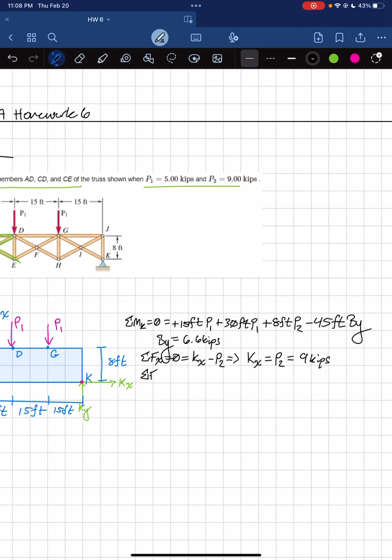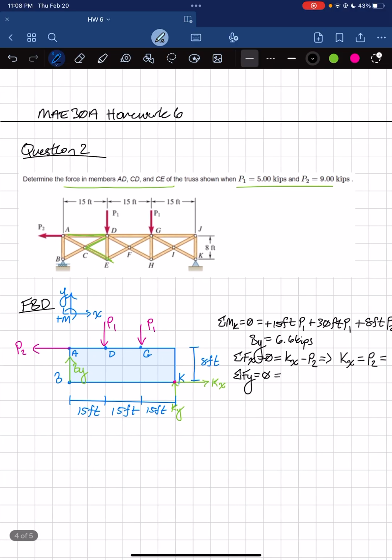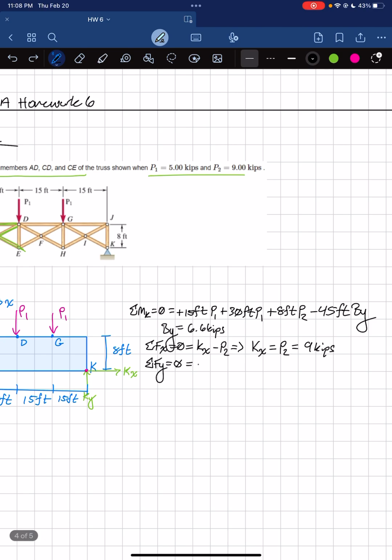And then sum of forces in the Y direction allows us to find KY. So we have plus BY minus 2P1, and then plus KY. If we rearrange that, we get that KY is equal to 3.4 kips.